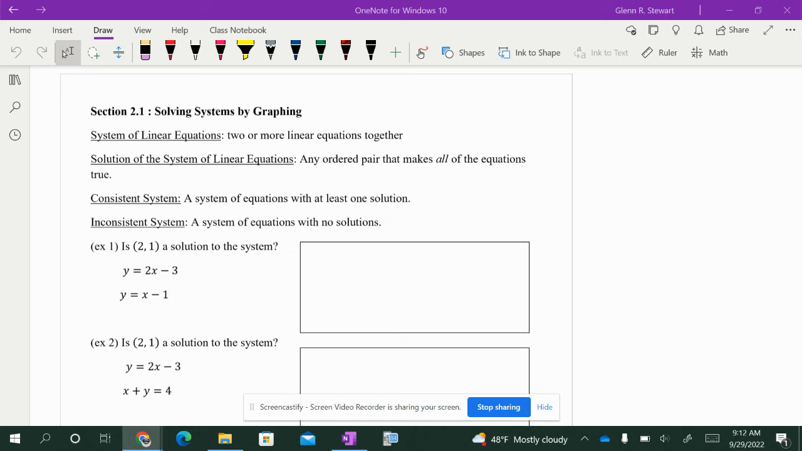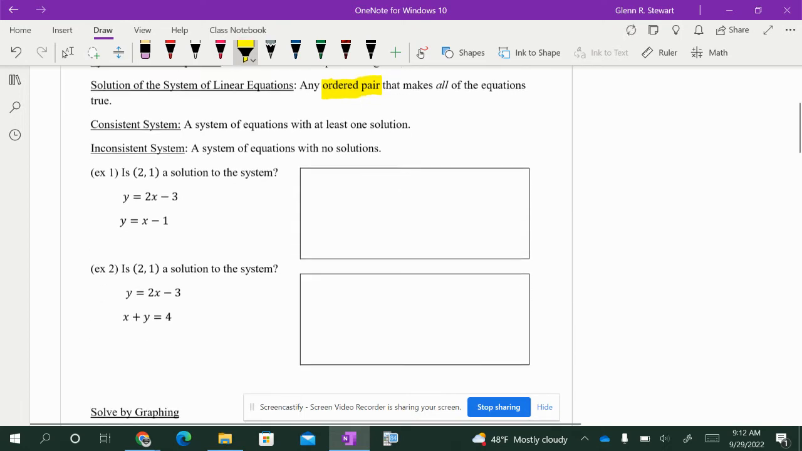Hi everyone. Today we're going to talk about solving systems by graphing. A system is just two or more linear equations put together. A solution is an ordered pair that makes all of the equations true. There are two types of systems, consistent and inconsistent. A consistent system has at least one solution. That's kind of like the normal. Inconsistent would be no solution, which is parallel lines.